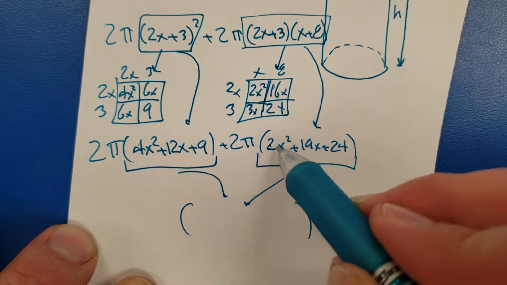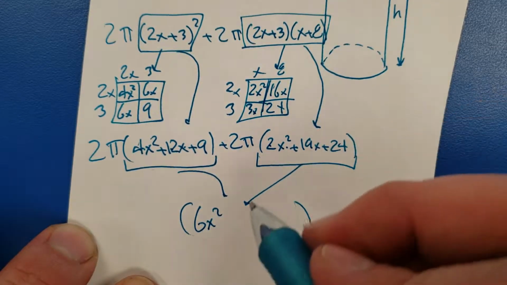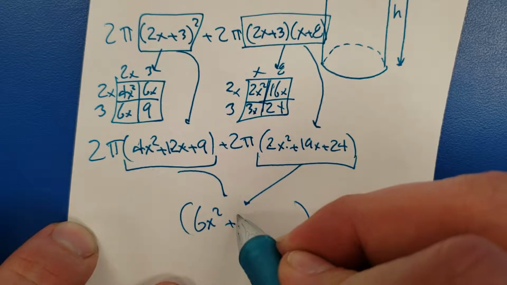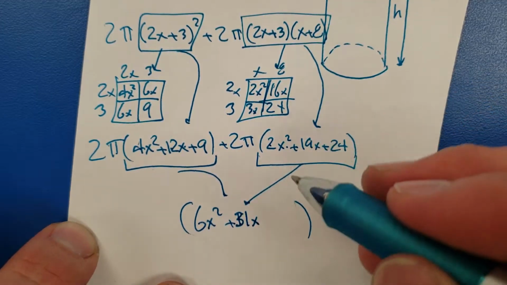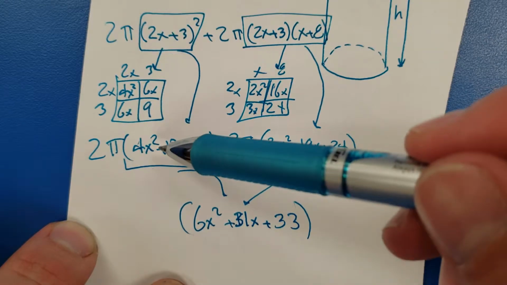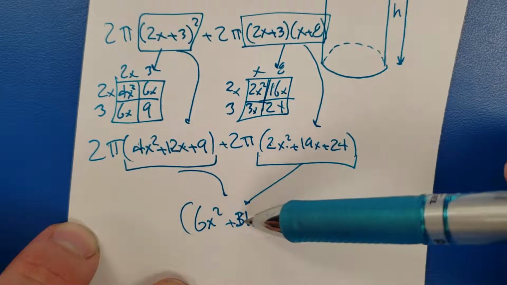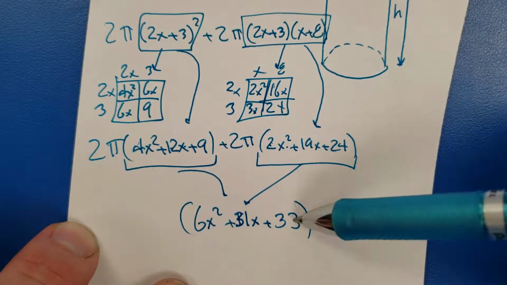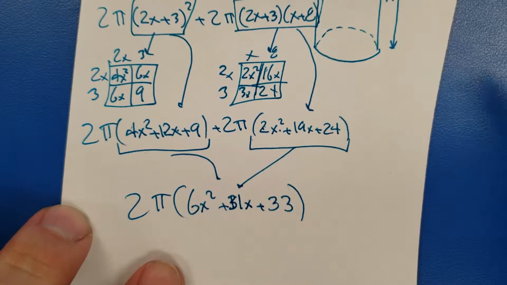4x squared, 2x squared would be 6x squared. 12x plus 19 would be 31 x's. Oops, 31, excuse me, got ahead of myself. And then 9 plus 24 would be 33. Okay, so 4 things plus 2 things is 6 things. 12 plus 19 is 31. 9 plus 24 is 33. And then we take everything times 2 pi.